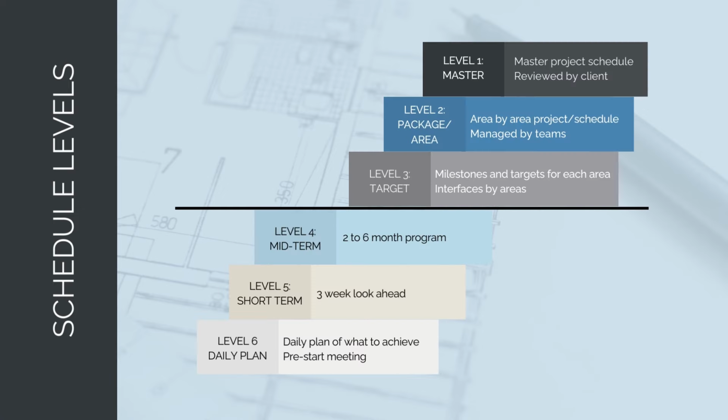So there's a concept in construction management and construction project scheduling, which is the different levels of schedules. So you start with the high level schedules, the master project schedule. This is the level 1 schedule that covers the entire project scope.